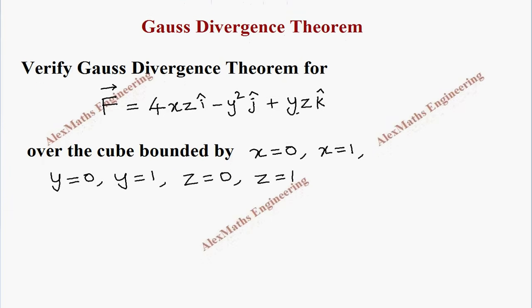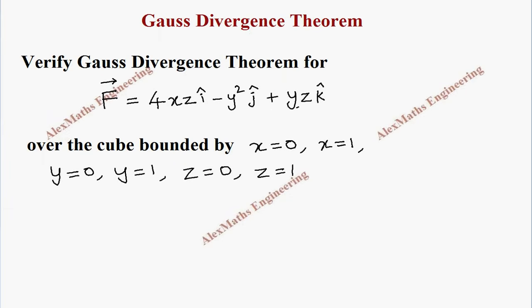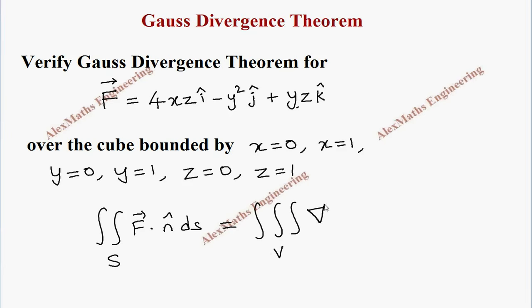Let's write the Gauss divergence theorem. It is double integral over the surface S f vector dot n cap dS, which is equal to triple integral over the volume V del dot f vector dV.